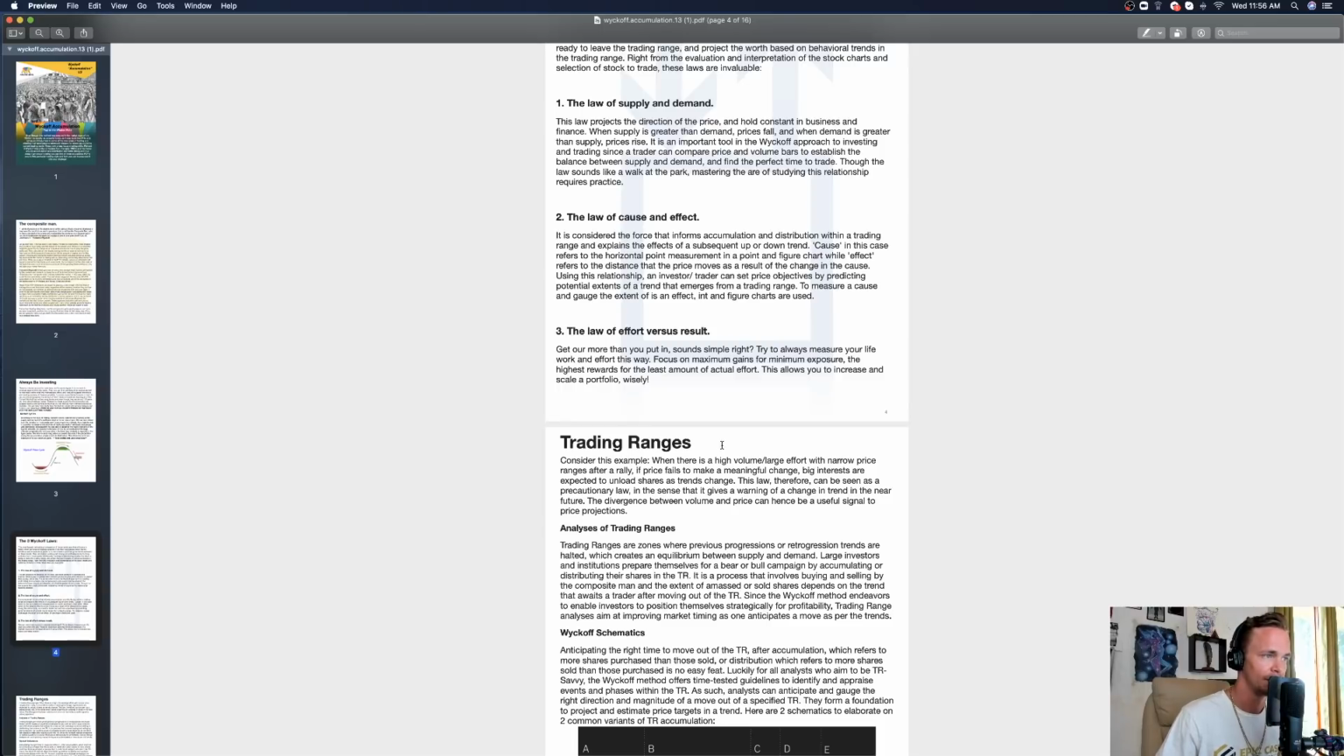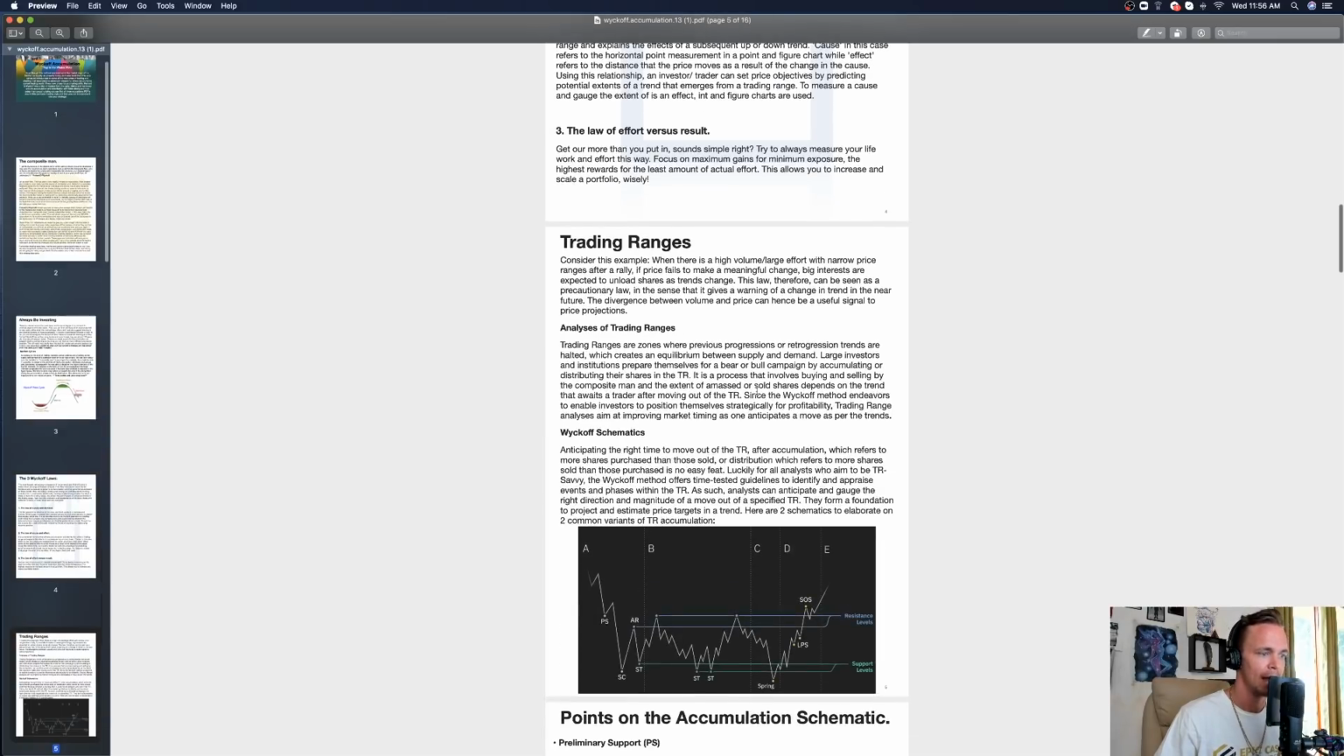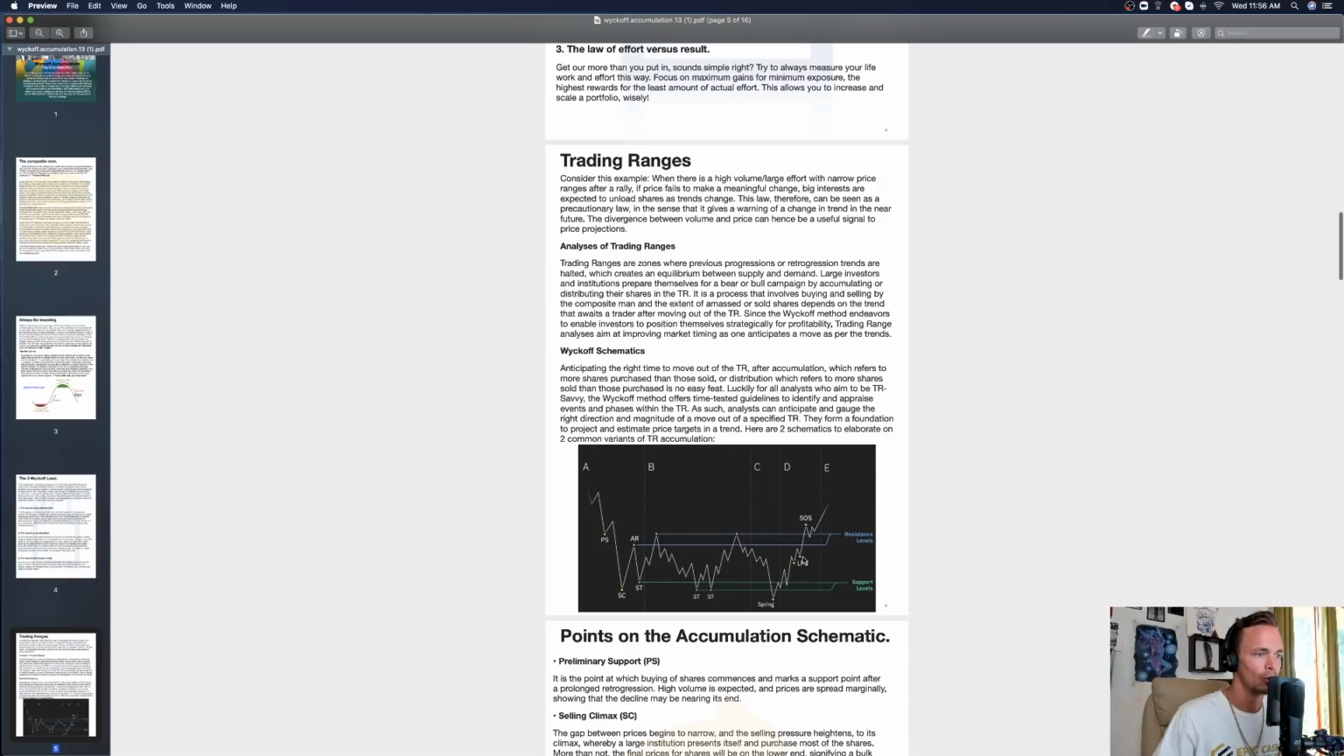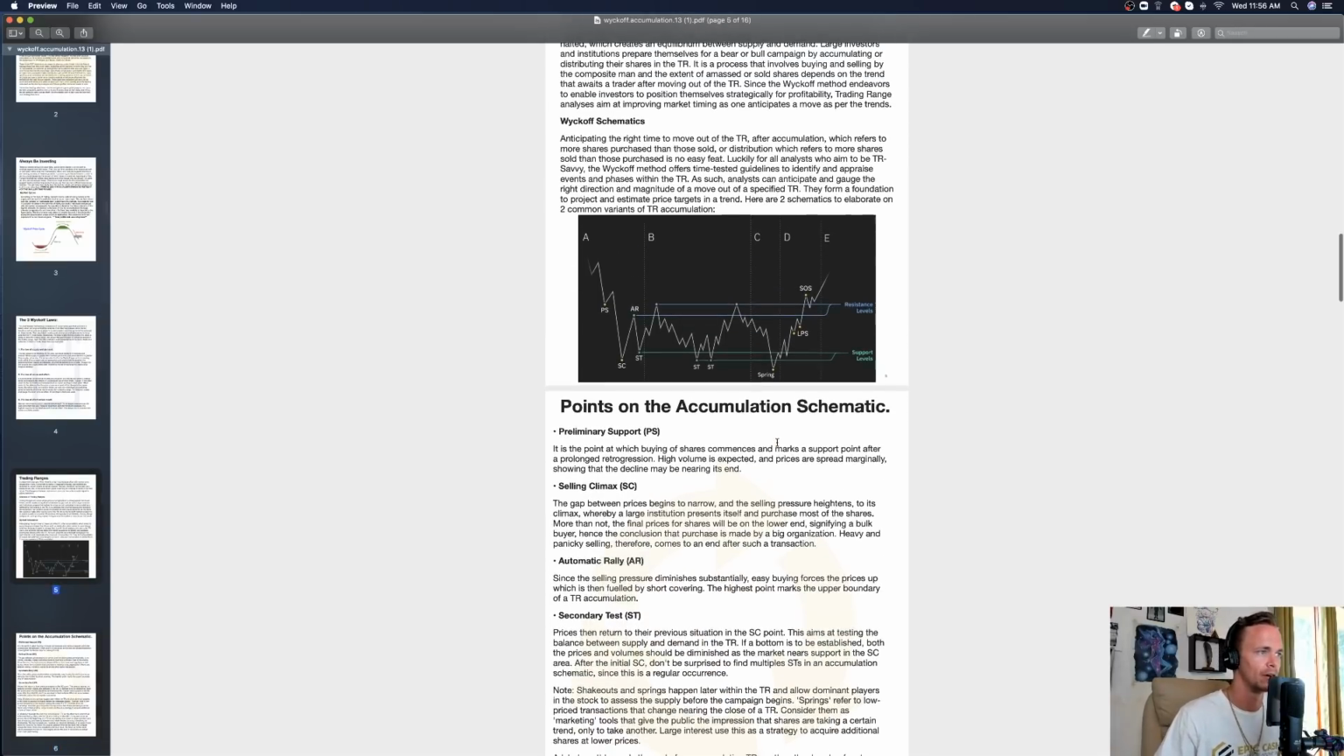You need to think to yourself, what can I do for maximum gains with minimum exposure, getting the highest reward for the least amount of actual effort that will allow you to increase and scale your portfolio wisely. Take your time. And as you're analyzing these trading ranges, really only look for these secondary and tertiary LPSs after the big sign of strength, because this is really going to dramatically help everything.